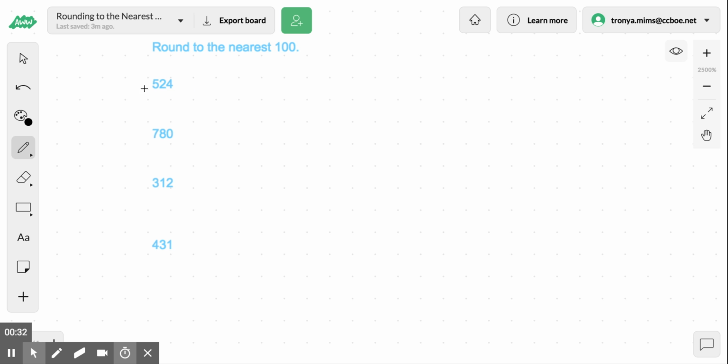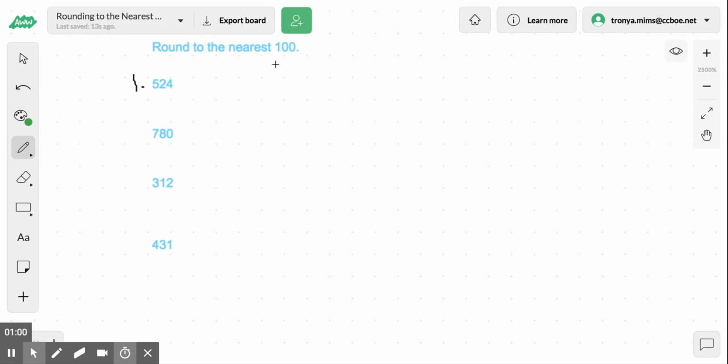Okay, so first let's look at this first number right here. I'm going to put a number 1 beside the one that I'm talking about. So this is the one that we're looking at, which is the number 524. When looking at this number, 524, the first thing that I want to do is find the hundredths place because we're rounding to the nearest 100.